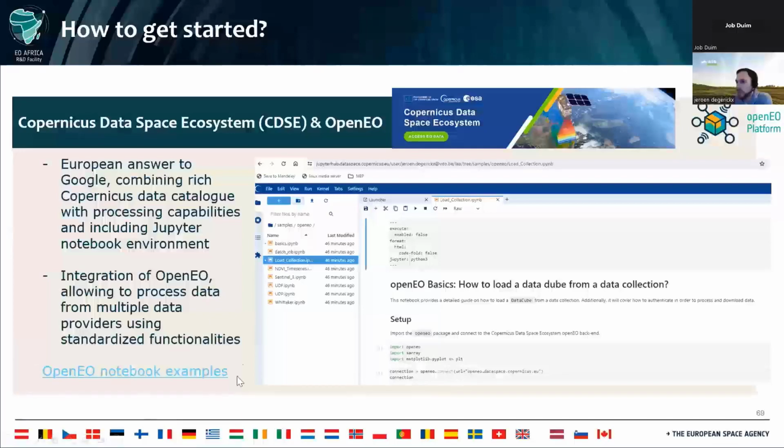If you're interested there are some more advanced examples of how you can use OpenEO for agricultural monitoring, and I would encourage you to check these out. So from this CDSE platform, you can get access to both the data and the functionalities you need to get started with your application.